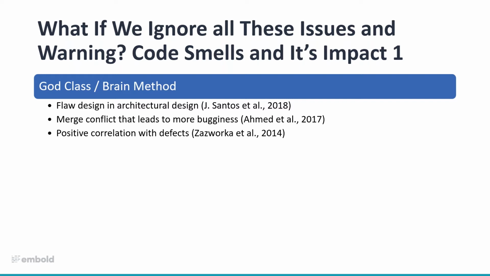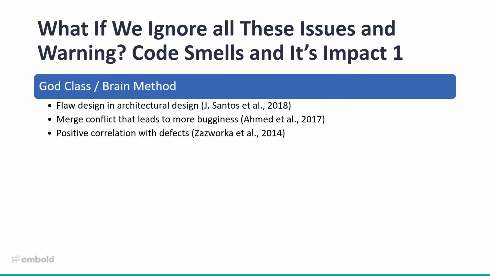The second impact of a god class is that it will cause conflicts when merging the code. I mean, if we fix the god class, there will be conflicts when we try to merge the code. So what could happen from this merge conflict? It will lead to more bugs. I mean, a large number of bugs will appear after that.